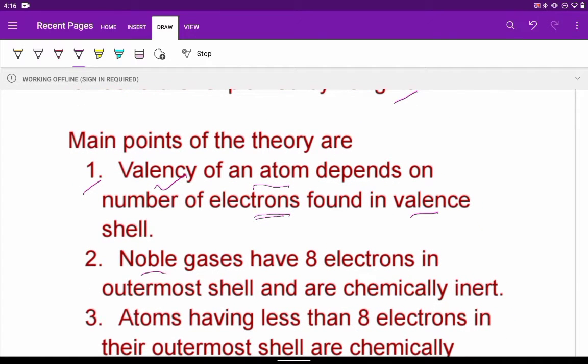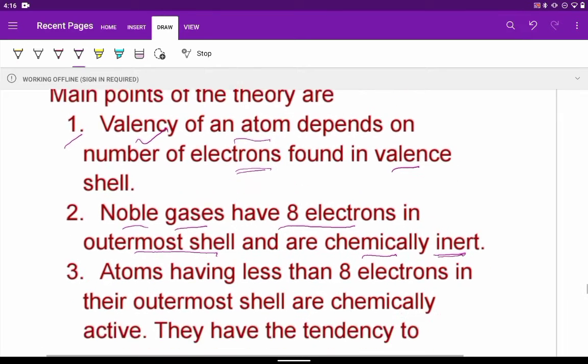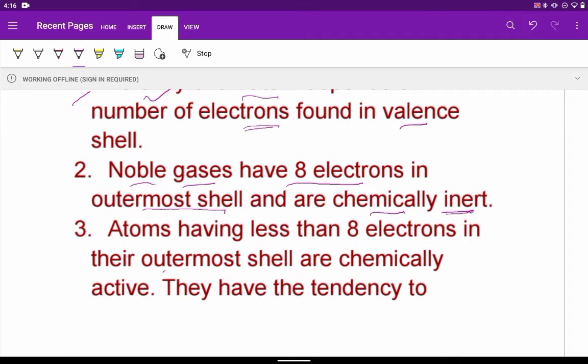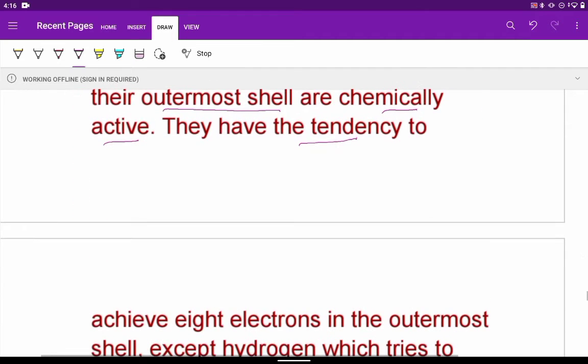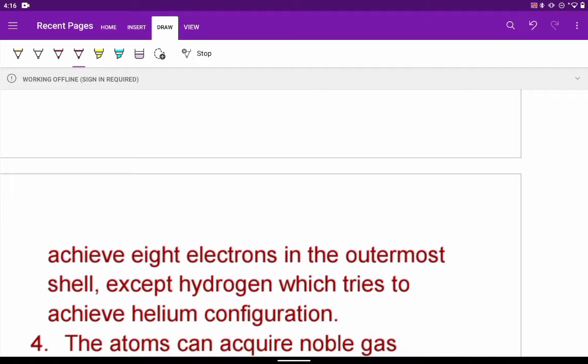In case of noble gases, as we already know, there are 8 electrons in the outermost shell. So they are stable, they are chemically inert. They will not like to participate in any chemical combination. But the atoms which have less than 8 electrons in their outermost shell will be chemically active. They will have the tendency to achieve 8 electrons in their outermost shell. Only some exceptions are there.